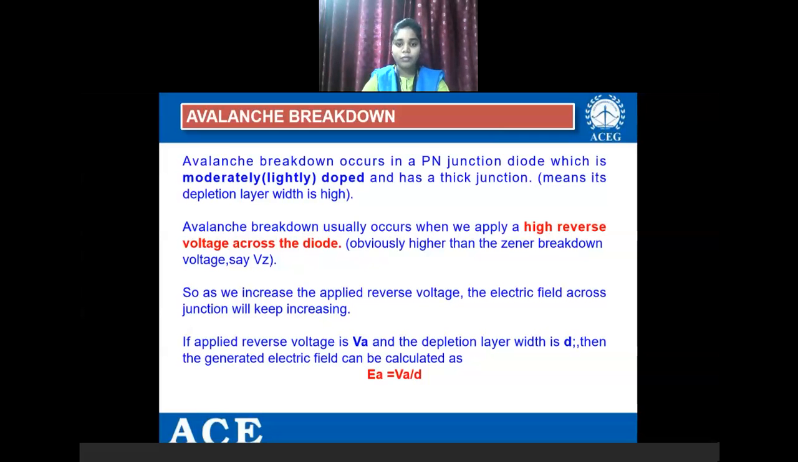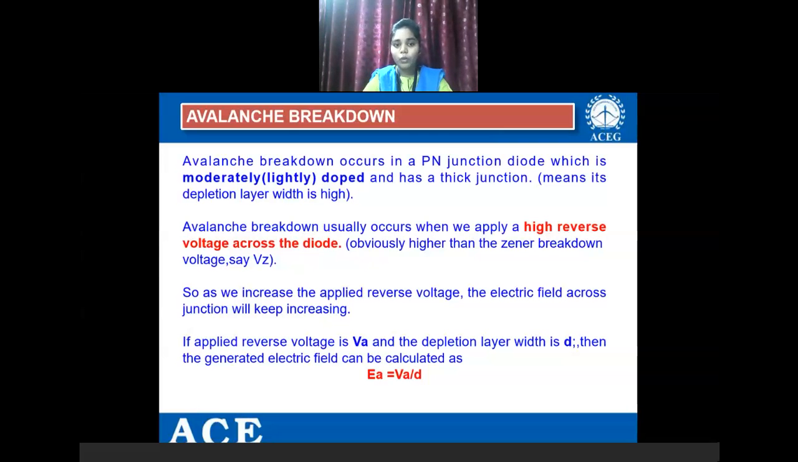Once we exceed it, what is going to happen? Avalanche breakdown will happen, and then our diode will not be useful for further use because it will be damaged. As we increase the applied reverse voltage, the electric field across the junction will keep increasing. Due to this strong electric field, what is going to happen? The electrons in the depletion layer are going to conduct, and in our p side some minority carriers will be there, those are electrons, right?